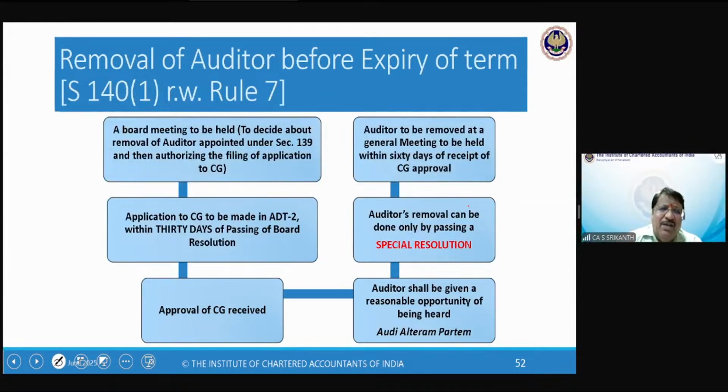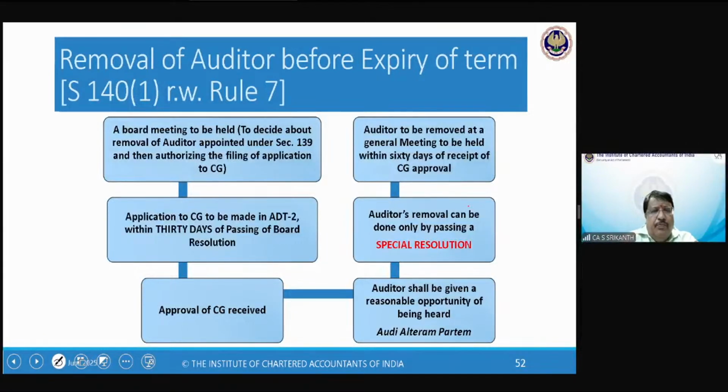I tell them generally, boss, you go to him, convince him to resign and appoint us, rather than go through Section 140 subsection 1 read with Rule 7. Because it's unnecessary for you also. Also, you have to go to the central government. But still, if the auditor is adamant, then this is the procedure.